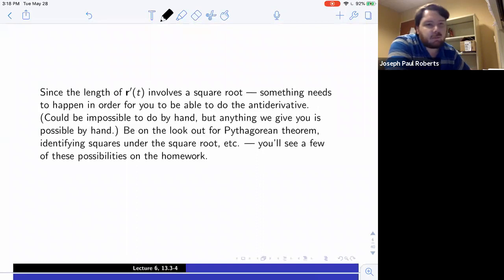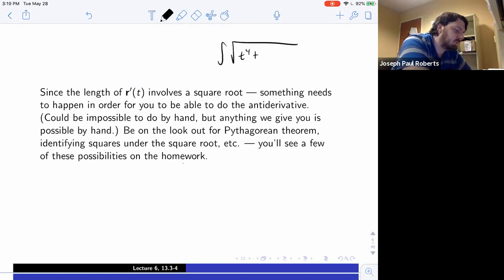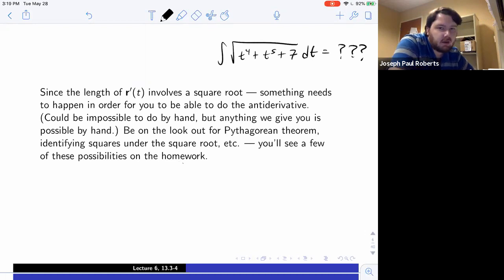But if you think about the formula for the length of r prime, it's always going to involve a square root. And so if you have the square root of something messy, it's possible that you could have some real trouble getting an antiderivative, right? Like if I asked you to do the antiderivative of t to the 4th plus t to the 5th plus 7, I don't know how to do that, right? I don't have the derivative of the inside that I would need for a substitution to work.